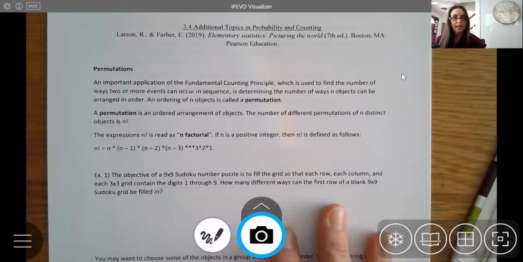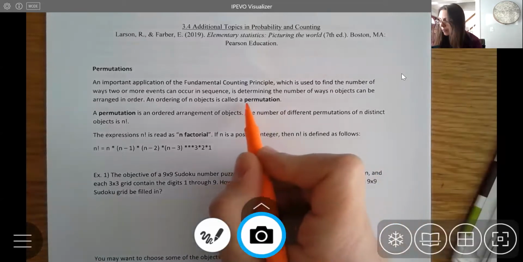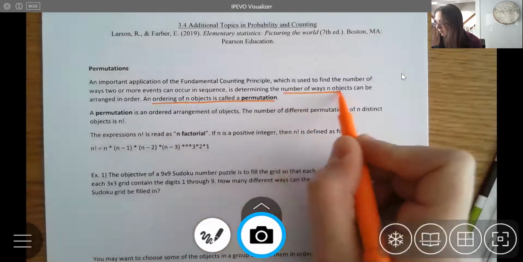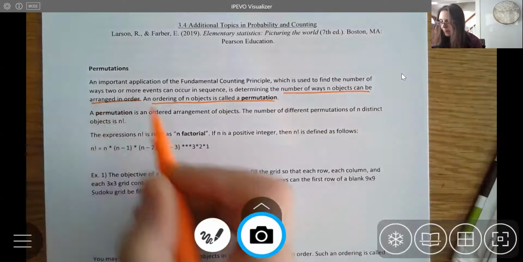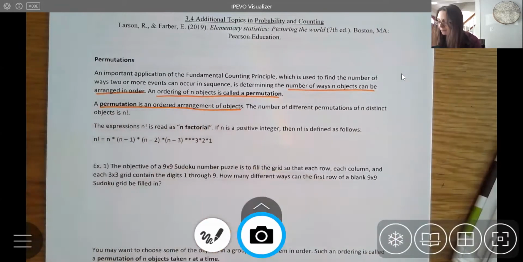So we see first the idea of permutations. So an important application of the fundamental counting principle, which we saw way back a few videos ago, which is used to find the number of ways two or more events can occur in sequence, is determining the number of ways n objects can be arranged in order. An ordering of n objects is called a permutation. So a permutation is an ordered arrangement of objects.